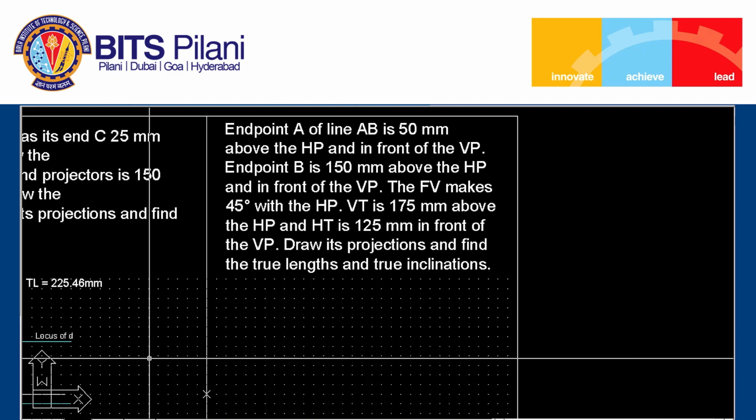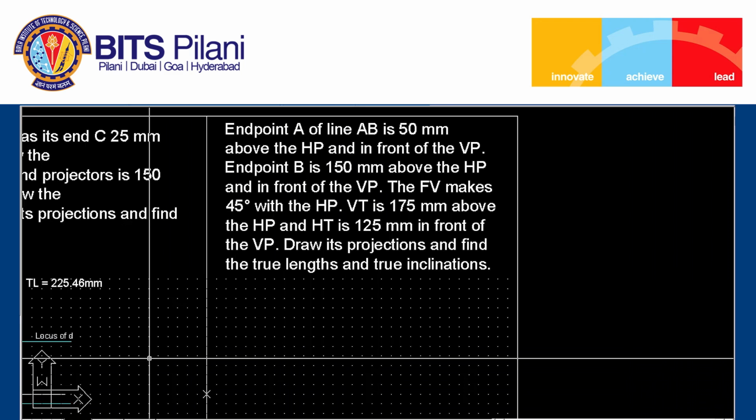And the front view of the line is given. It makes a 45 degrees angle with the horizontal plane, that is, the apparent angle alpha is given. The vertical trace is given as 175 mm above HP. Now the vertical trace, that is the VT point, is always in the vertical plane, the intersection of the line with the vertical plane, and it is either above or below the HP. So in this given case it is 175 mm above the HP.